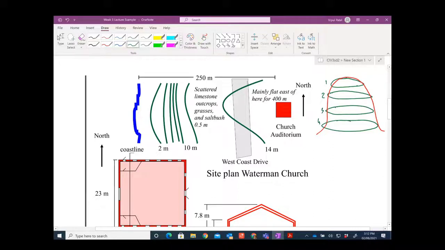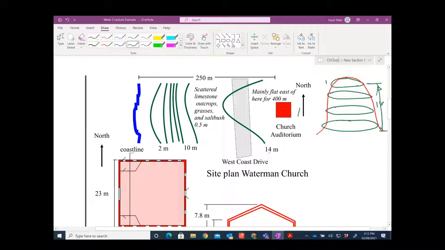And this distance, that 14 meters, is just the height from the ground. You have these 14 meters for the first one, and then 10 meters for the second one, and then 2 meters, and so on. So I hope you understand this distance as well. This 250 meters is the horizontal distance.